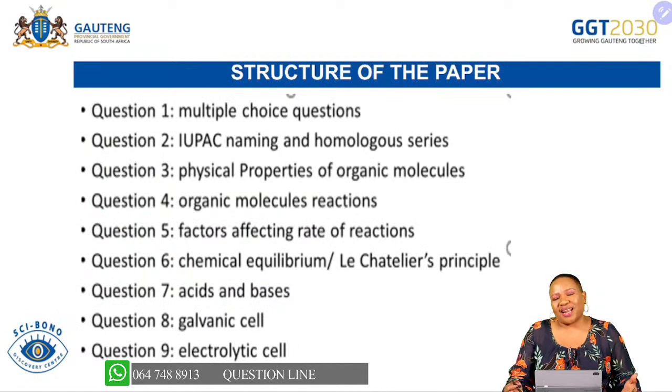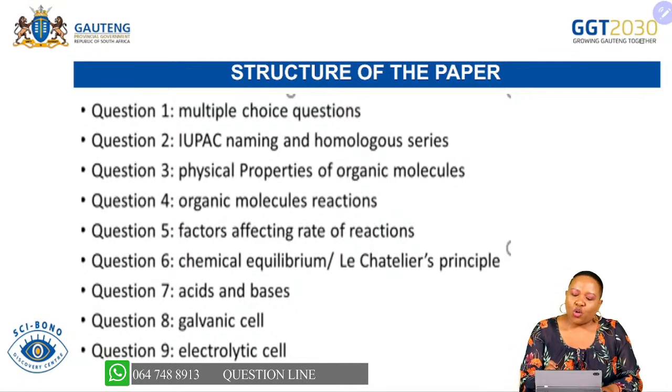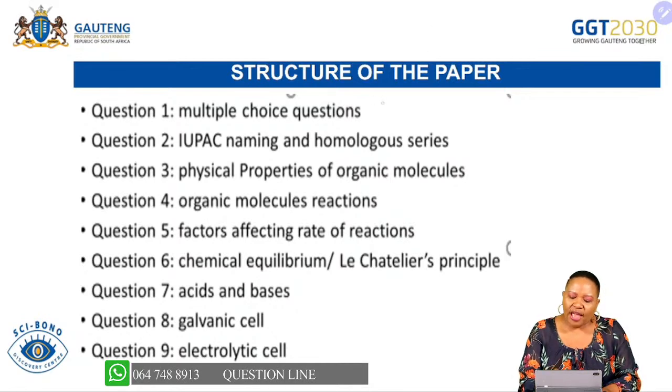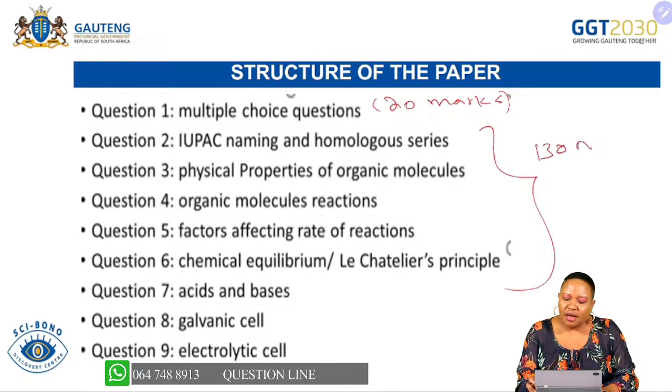Now, let's start with the structure of the paper. What is it that you can expect in chemistry Paper 2? You must know that it will have Question 1 up to Question 9. Question 1 will be our multiple choice questions. And I think by now you know that for multiple choice, we are having how many marks? We are having 20 marks. So it means multiple choice will have 20 marks and the rest of the paper will have 130 marks, because the total of the paper is 150 marks.